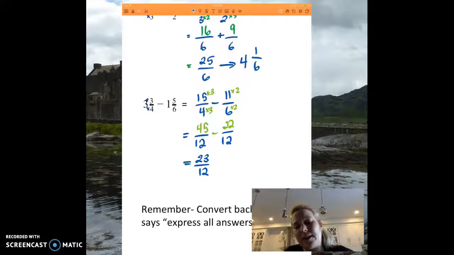How many 12s can I get into 23? Well, 2 12s is 24, and I can't fit 24 into 23, so I'm only going to be able to get 1 12 out of there. And then I'm going to have 11 12ths left, because 23 minus 12, because I only took 1 12 out, 23 minus 12 is 11.